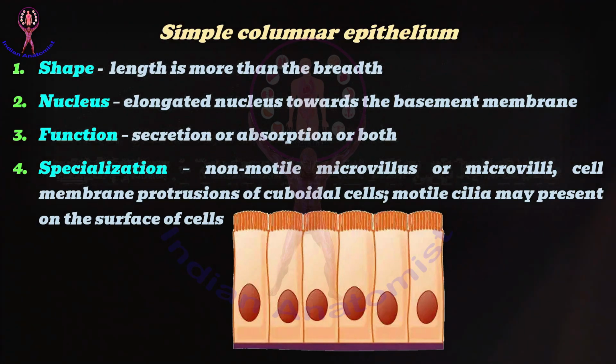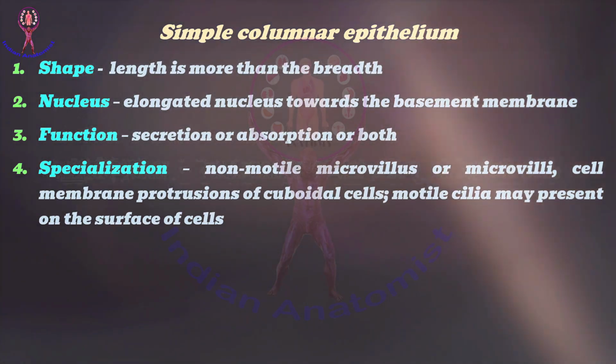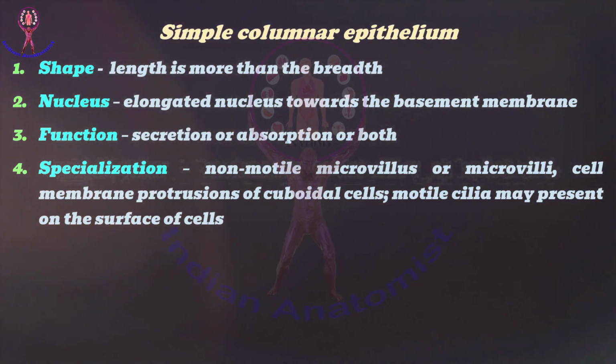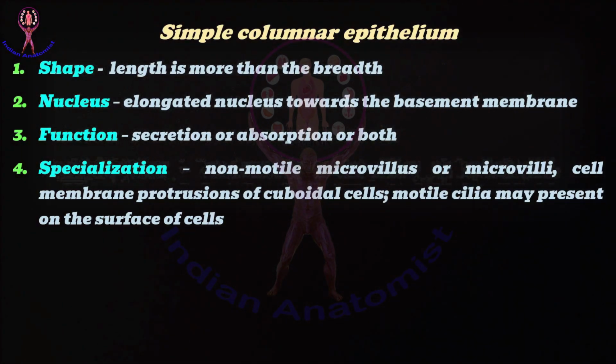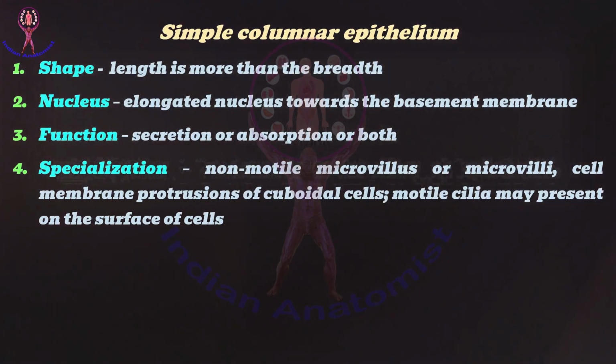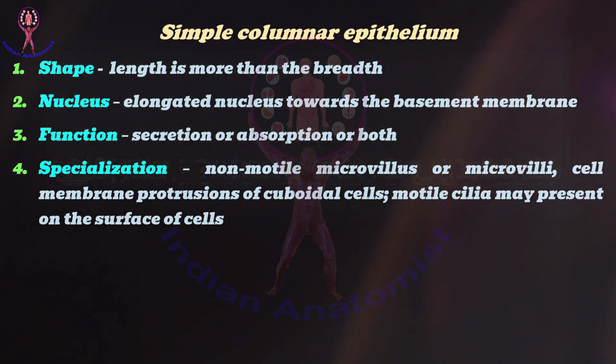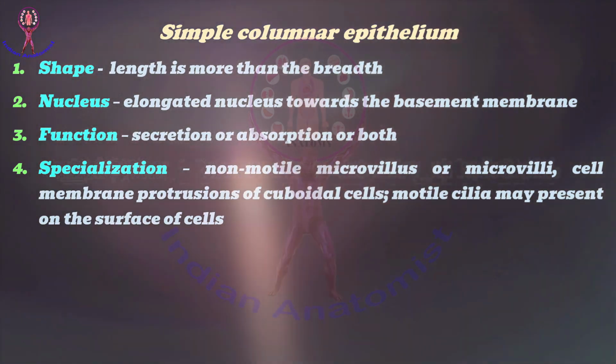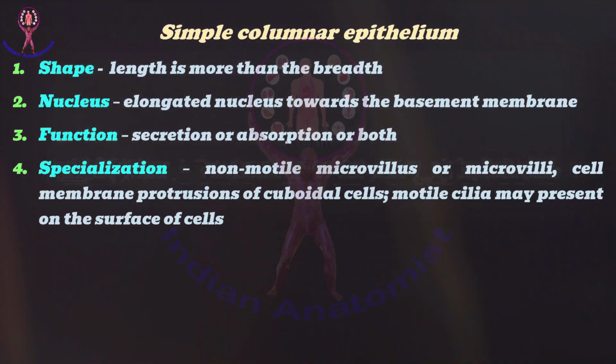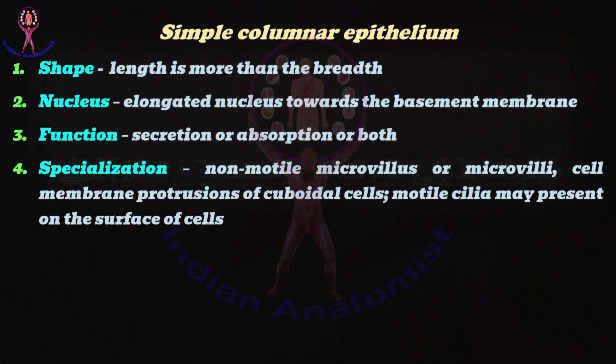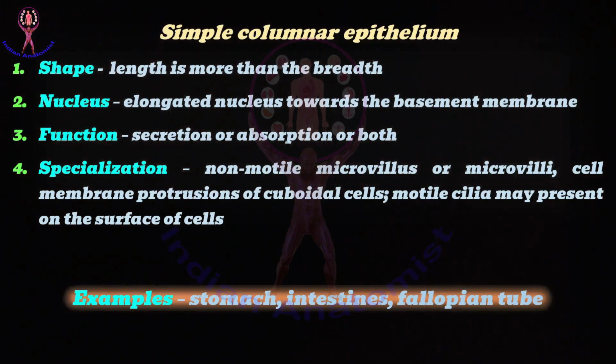Columnar cells in certain locations display surface specialization or polarity, such as non-motile microvilli for absorption or motile cilia for the movement of substances. Columnar cells lacking surface attachments can be observed in the stomach, where microvilli or stereocilia are present in the intestines, and ciliated columnar cells are found in the fallopian tube.